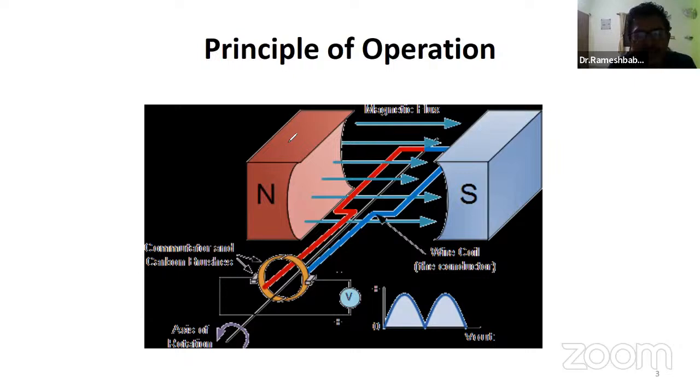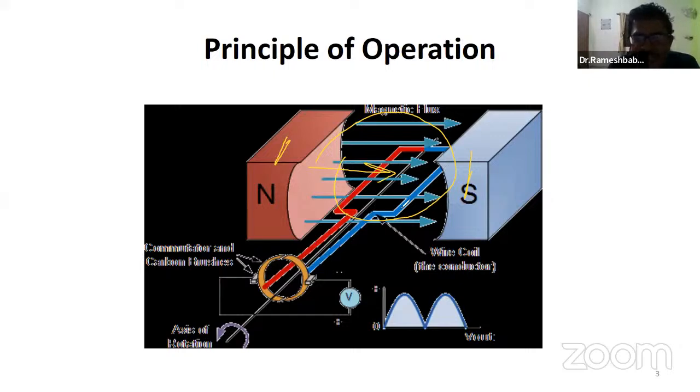So this is your magnet, okay? North pole and South pole. This is nothing but the stationary magnetic field, as we have discussed. So the magnetic field is here. Here the magnetic field is available. It is moving from the North pole to the South pole.